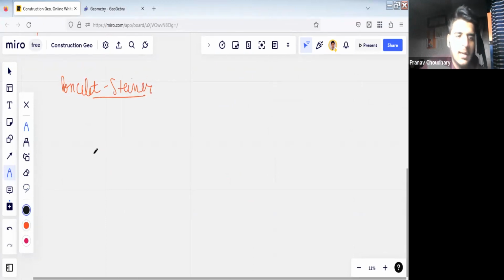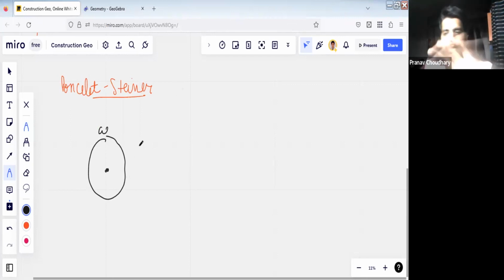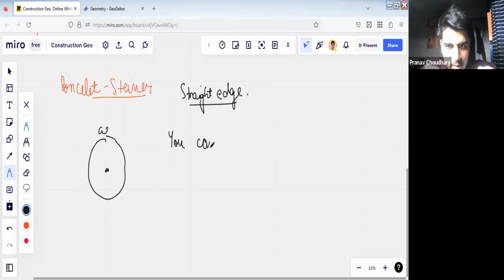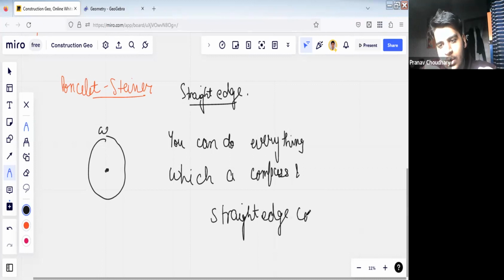So what it says is, suppose you have a circle and its center is marked. And this is what you have. And you have a straight edge. So using these two things, basically if you have a straight edge and a circle marked with a center, you can do everything which a compass and straight edge can do together.